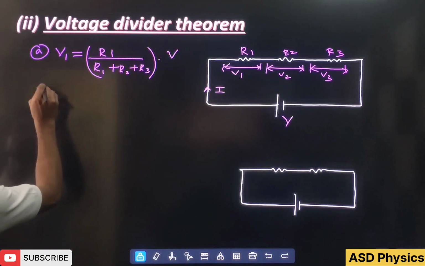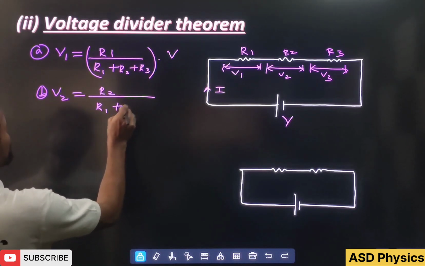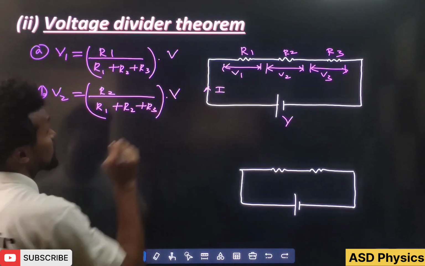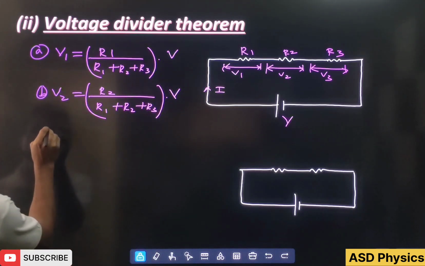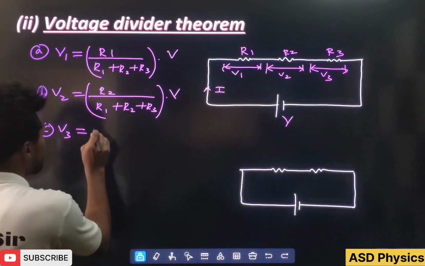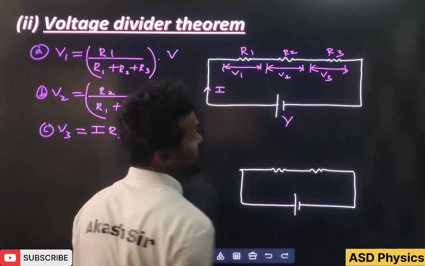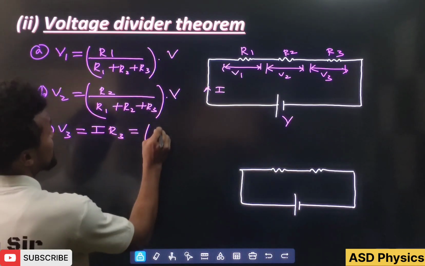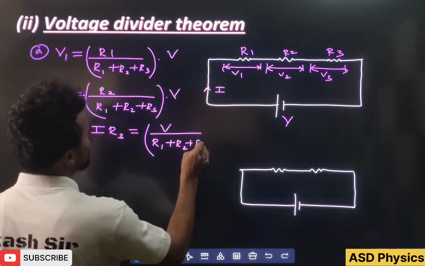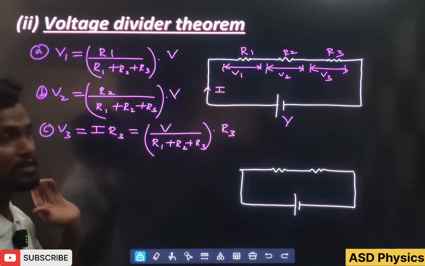Similarly, for V2, we can write R2 by R1 plus R2 plus R3 into V. I hope you are understanding this very well. Now for the third one, V3, I can go with more basics. V3 is IR3, correct? Because current is I and resistance is R3, so IR3. And what is I? I is given by V by total resistance R1 plus R2 plus R3, into R3. You can see how we have done this.